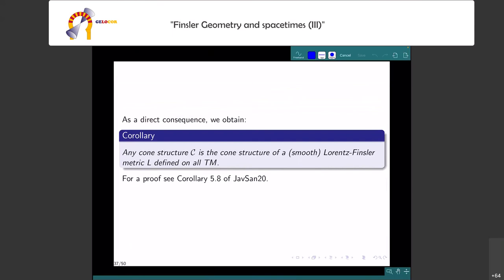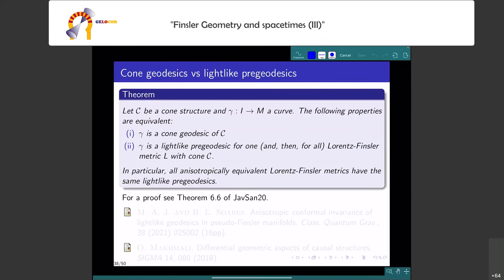In some sense, the conclusion, and I'm going too fast here, is that the only idea I want to transmit in this part is that given a cone structure, there is always a smooth Lorentz Finsler metric. There is one which is very easy to produce, but it's not smooth in one direction. And then of course you can relate the cone geodesics with the Lyapunov geodesics of the Lorentz Finsler metric. They coincide up to parametrization. So if you want to solve the Zermelo problem, you can compute the lightlike geodesics of the associated Lorentz Finsler metric.